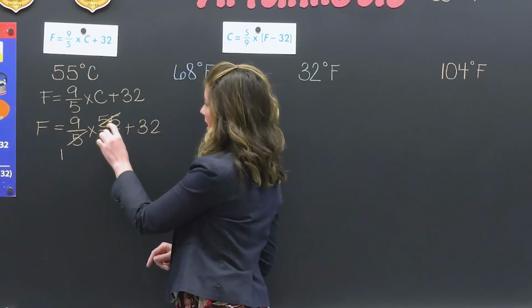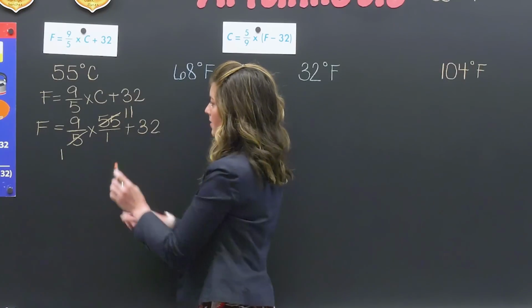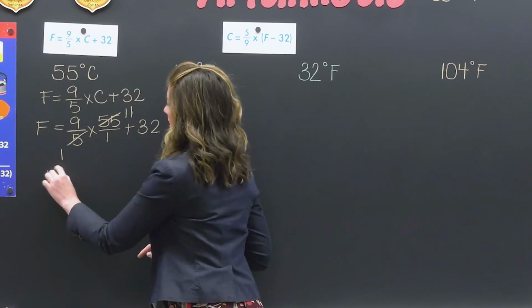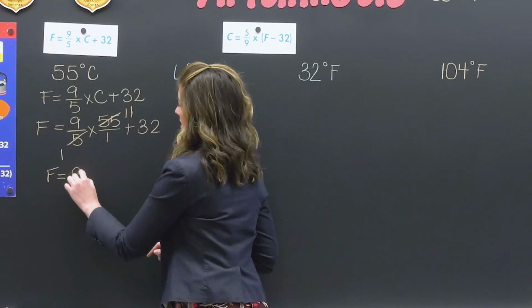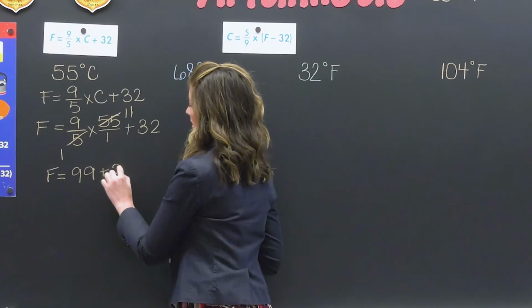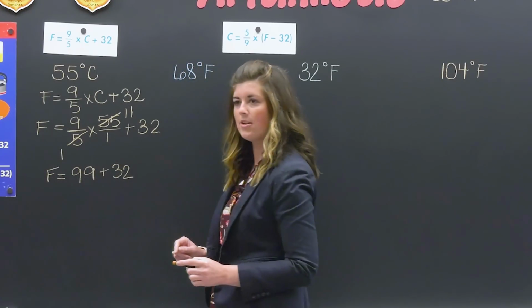5 goes into 5 one time. 5 goes into 55 11 times. We multiply. 9 times 11, everybody, is 99. So I have 99 plus 32. And then to finish off, I just add it together.